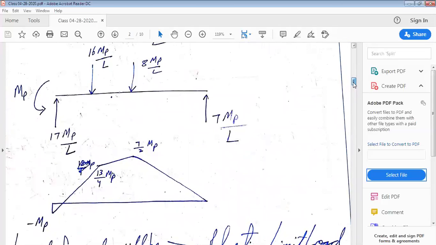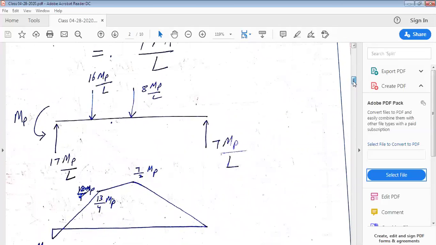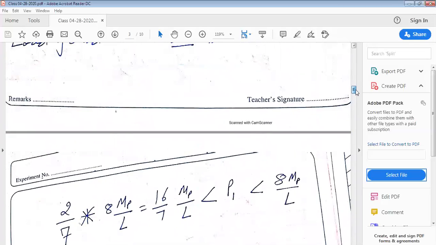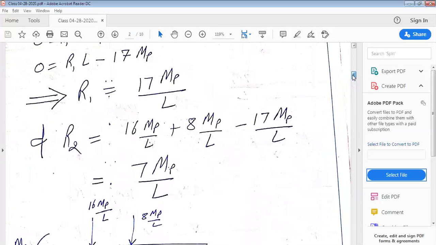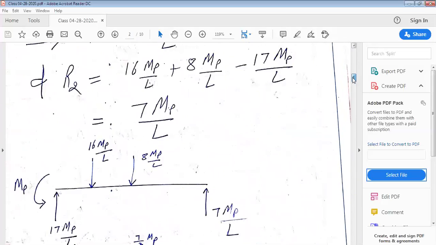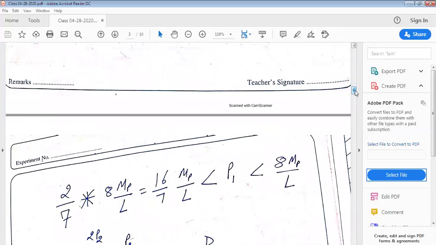the load P1 by 2 by 7, the figure 2 by 7 we are getting from here. If we invert 7 by 2, we get 2 by 7. If we multiply the load by 2 by 7, then we get 16 Mp by 7 L. P1 equal to 16 Mp by 7 L. So this gives us a range. The lower limit is 16 Mp by 7 L, and the upper one is 8 Mp by L.